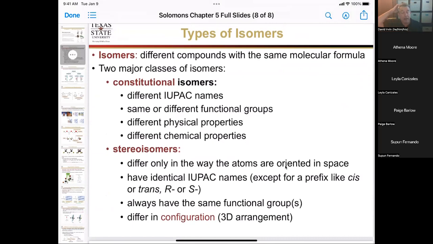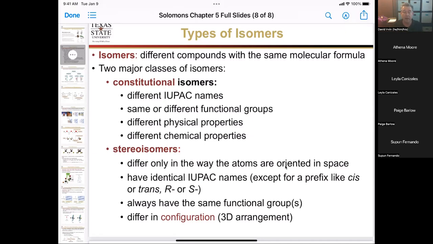Okay, we talked about elemental isomers are the ones that have different carbons and isotopes. Isotopes have a different number of neutrons, right? These are isomers. Isomers are different types of chemical compounds. We have a couple different kinds. We have constitutional isomers, which means that they are hooked together differently, okay? They have different IUPAC names, they have different physical properties, they can have different functional groups. So those are constitutional isomers. The empirical formula is the same, but the way they're hooked together is different.